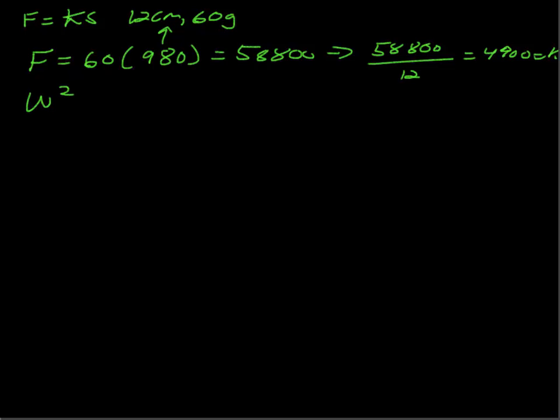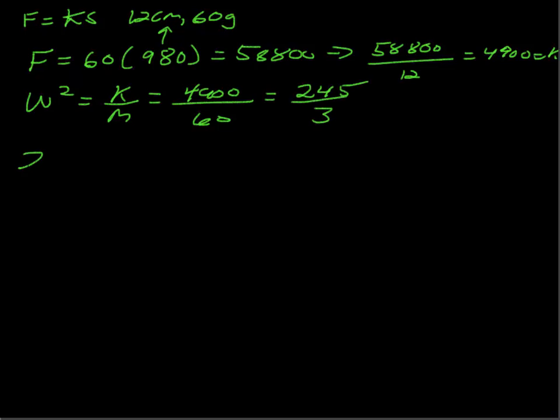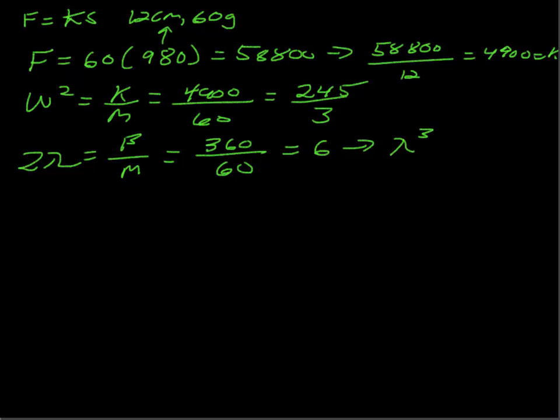So therefore, since omega squared is K over M, omega squared is going to be 4,900 divided by 60, which reduces to 245 over 3. That's omega squared. 2 lambda is equal to beta, the damping constant, divided by the mass. The damping constant was 360, the mass is 60, and this gives you 6, which means lambda is equal to 3.